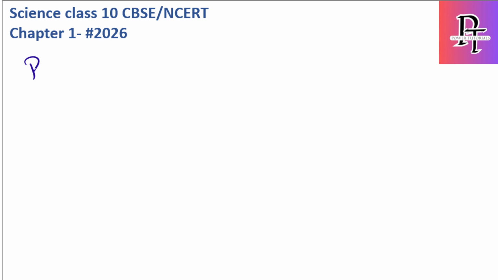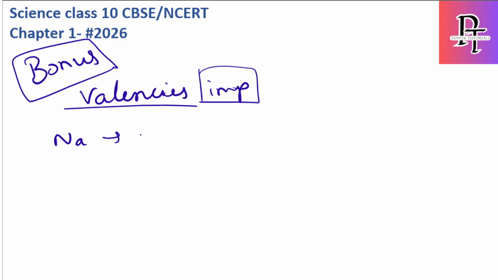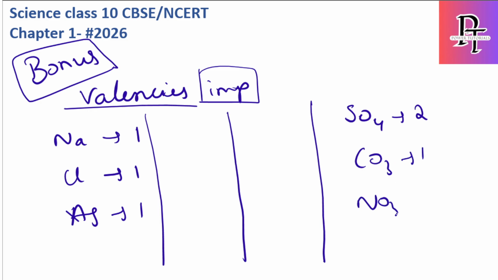So now I am keeping a bonus topic which is not there in your textbook. You have to remember valences of a few elements as well as a few compounds. Okay, so what are the valences? A few elements only I am writing, which are mostly asked from the exam point of view. I am saying sodium is 1, chlorine valence is 1, and silver is 1. Okay, we have a few compounds which you need to remember. For compounds, mostly they will ask you sulfate, which is 2, carbonate, which is 2, nitrate is 1.